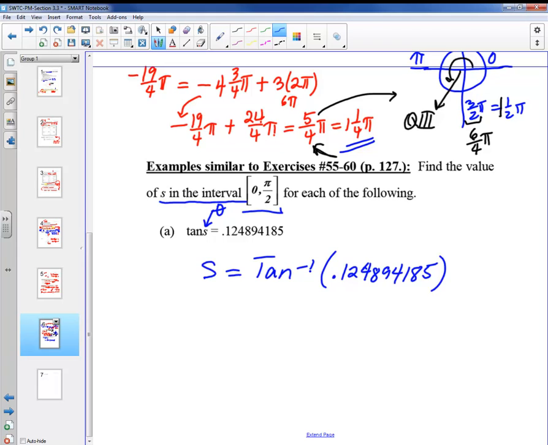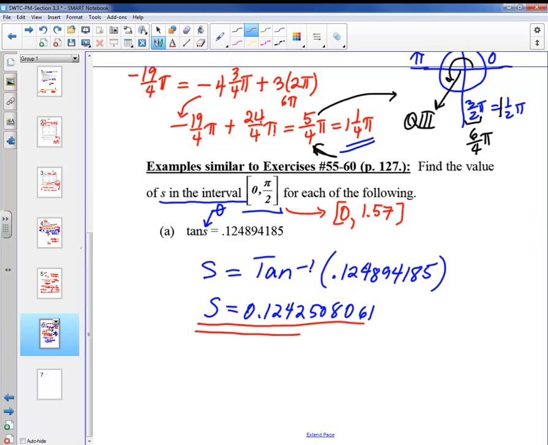So make sure you are in radian mode for this too. Then it would be as simple as saying second tangent and entering the 0.124894185. Close your parentheses, and it will give you an answer in radians. It's 0.1242508061. And it didn't tell me how to round it. It didn't even tell me what that was in decimals, but that will be 0. And if you divide pi by 2, you get approximately 1.57. So see, that is in that interval right there.